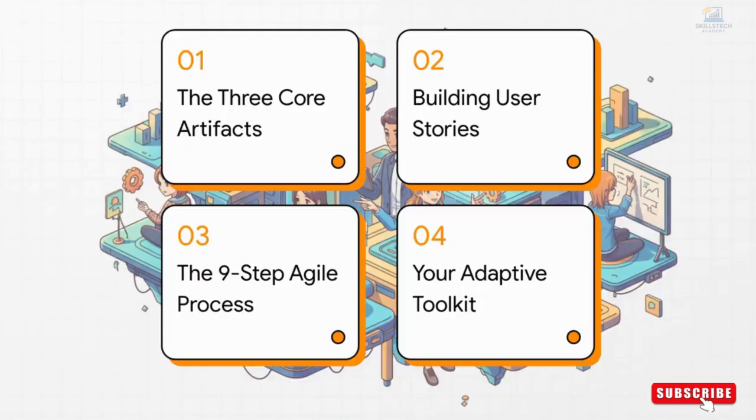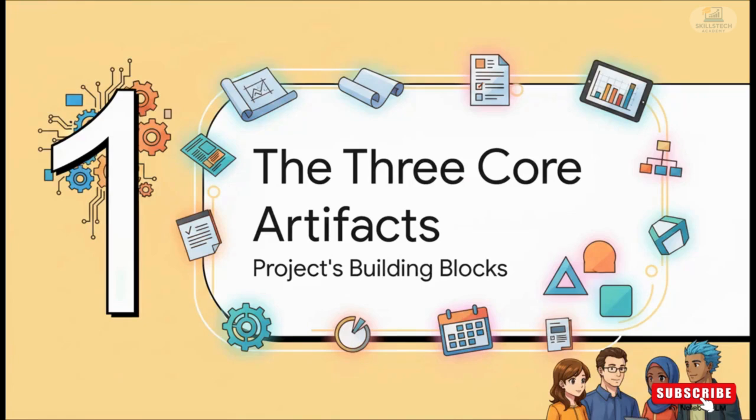So here's our game plan for this explainer. We're going to start with what I call the 3 core artifacts. These are the foundational documents for any adaptive project. Then, we'll get into how we use user stories to capture what actually matters to people. From there, we'll walk through the whole 9-step Agile process, and we'll wrap it all up with your very own adaptive toolkit. Okay, first up, the 3 core artifacts.